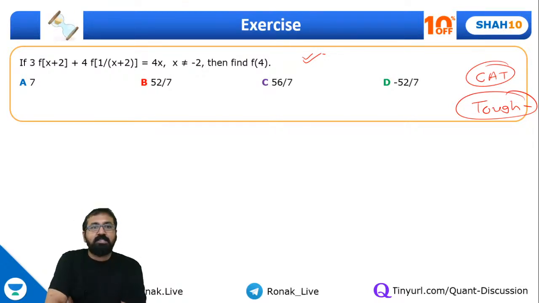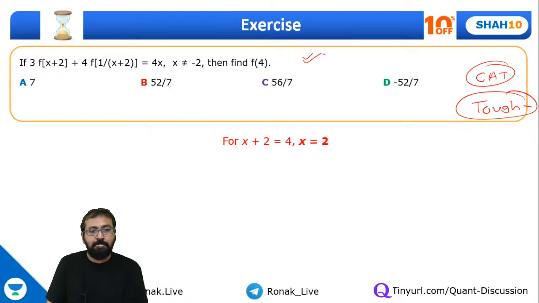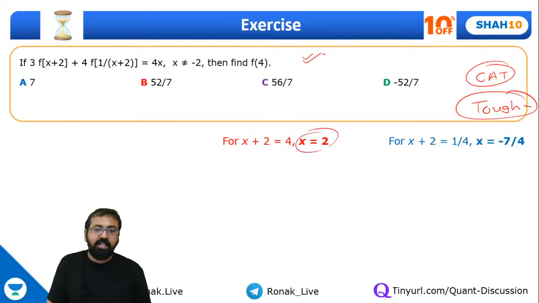For this question, guys, let me give you one hint. This is the first hint: put x equal to 2. And the second hint is put x equal to minus 7 by 4. And then do it.